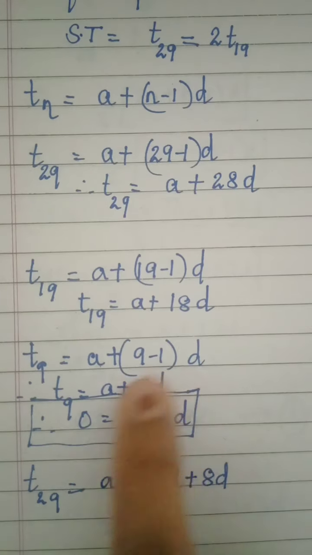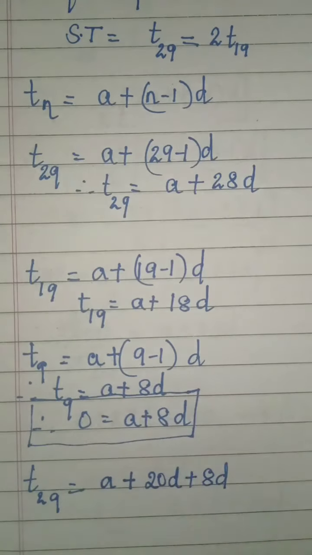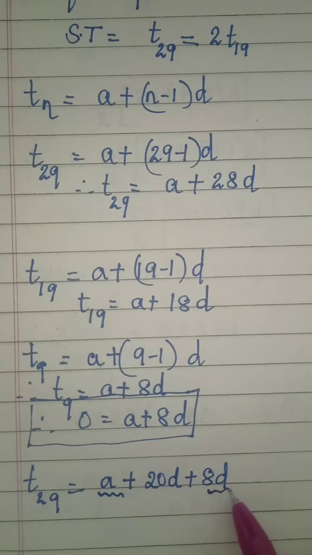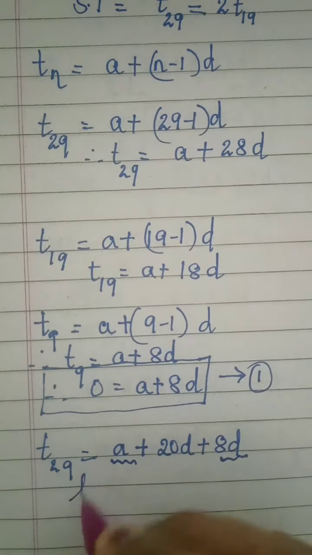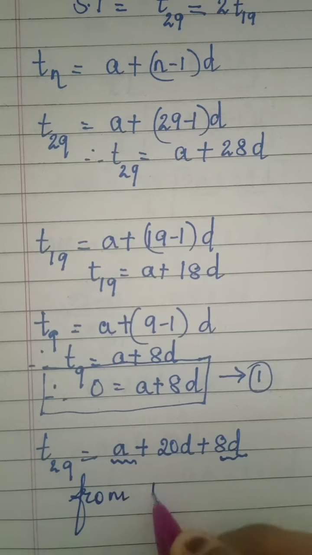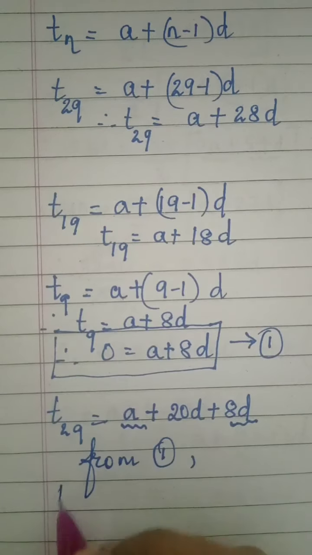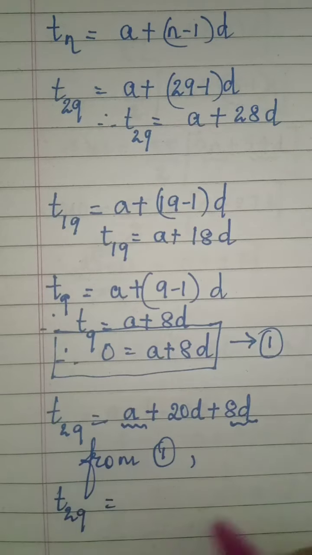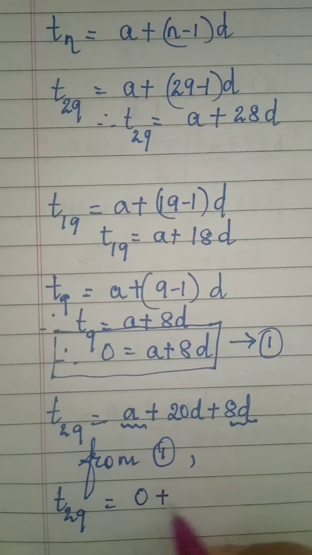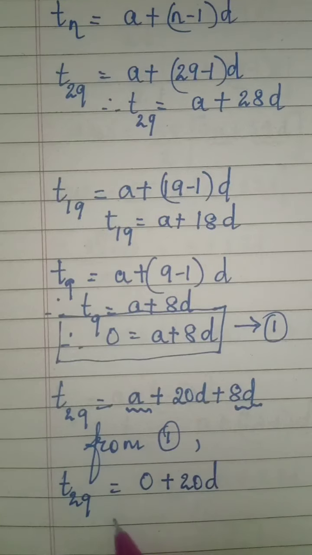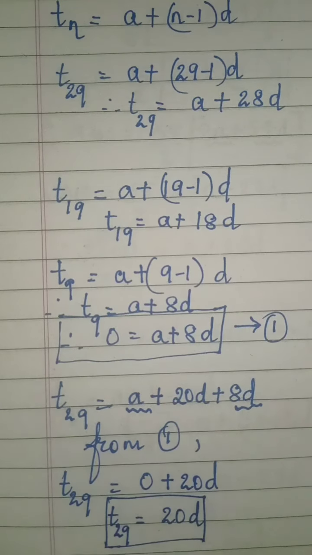Why? Because now I will substitute the value of A plus 8D. How much is A plus 8D? A plus 8D is 0. So this I'll give as number 1. From 1, what am I getting? T29 is equal to, A plus 8D is 0, so 0 plus 20D. 0 plus 20D means T29 is equal to 20D. Again I'll put it in a box.